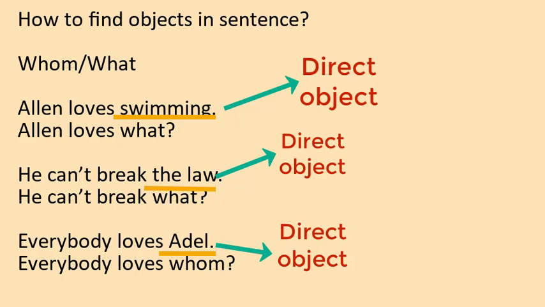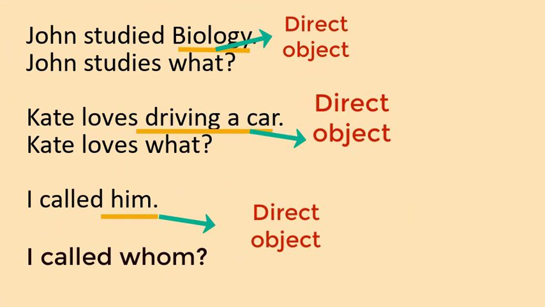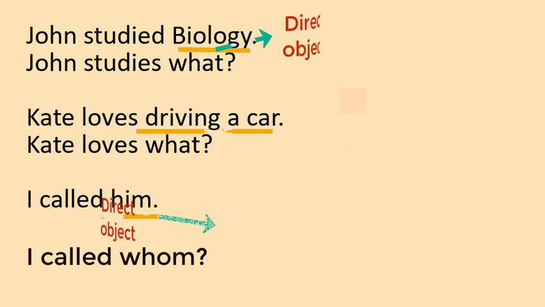Everybody loves Adele. Everybody loves whom? Direct object. More examples. John studied biology. John studied what? Biology. Biology is a noun, and here is our direct object. Kate loves driving a car. Driving a car is direct object and it is noun phrase. I called him. Him is a pronoun, object pronoun, and here is direct object.